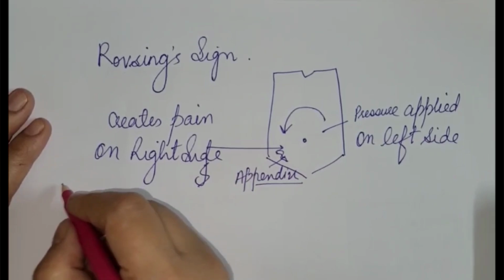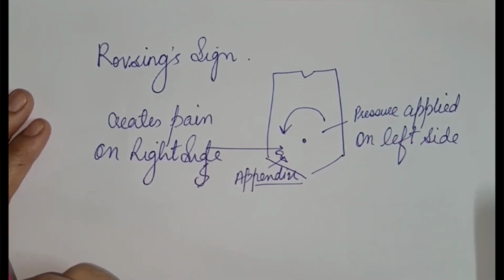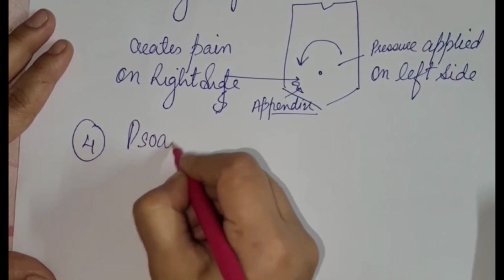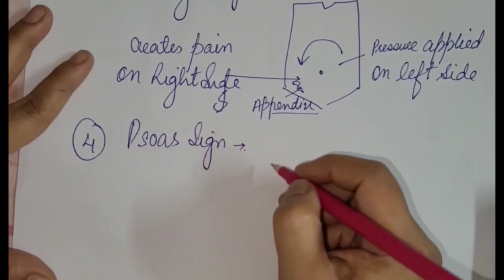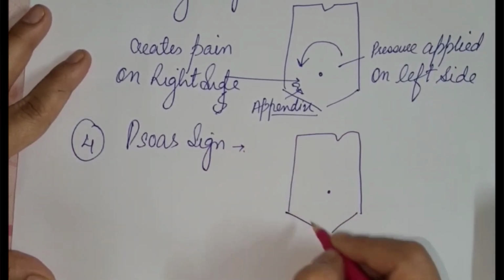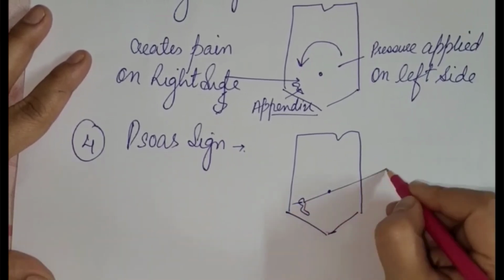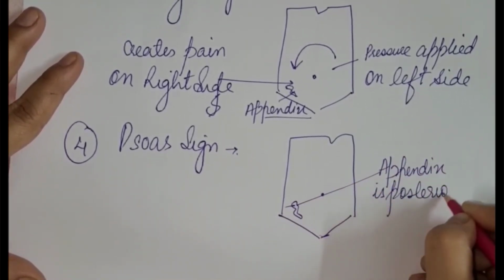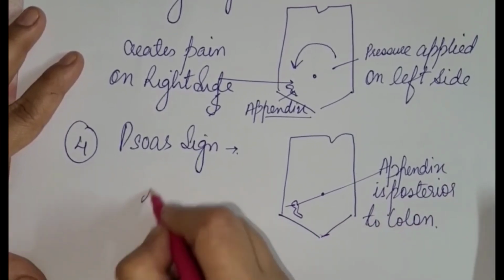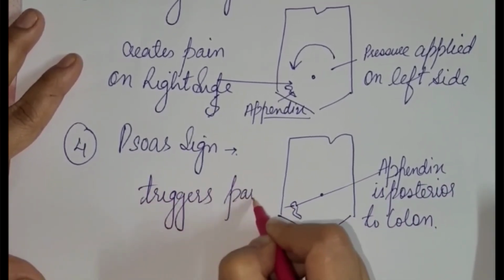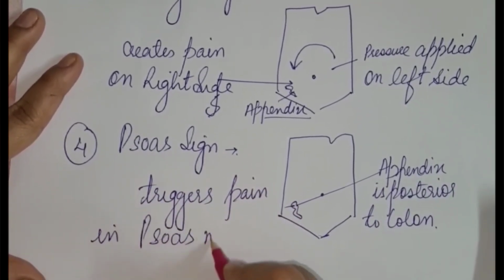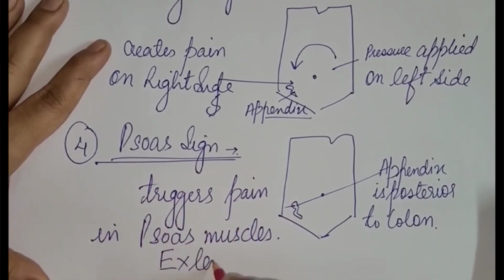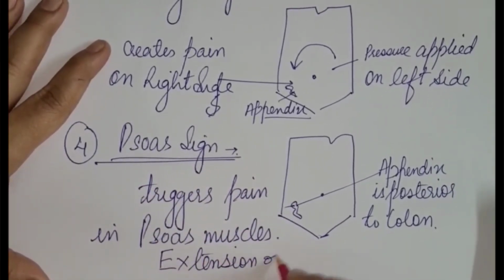Coming to the fourth point is the Psoas sign. Now in Psoas sign, the psoas muscle will be inflamed. Now how? If the appendix is posteriorly behind the colon, then if it is inflamed, the transmission of inflammation will be triggering the pain on the psoas muscle. So thus there will be inflammation of psoas muscle, there will be pain in the psoas muscle. So that is why this is called as Psoas sign.